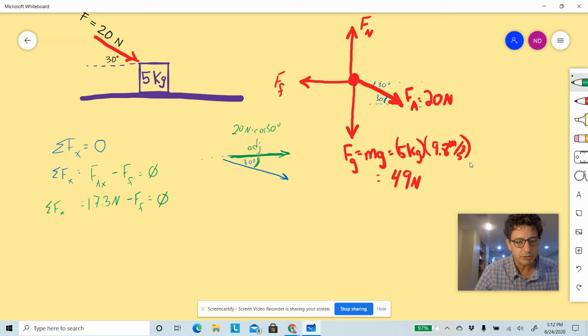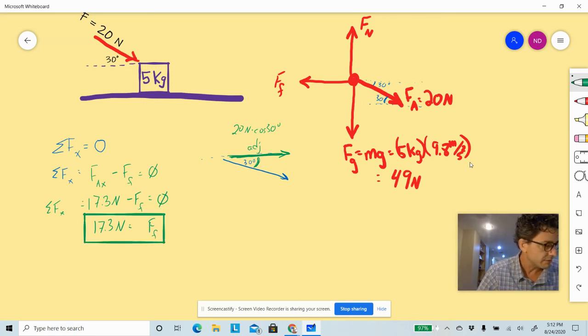Well, that tells you if you bring the force of friction over there, 17.3 newtons equals the force of friction. So we were able to figure out the force of friction is 17.3 newtons, which is the answer to the question.